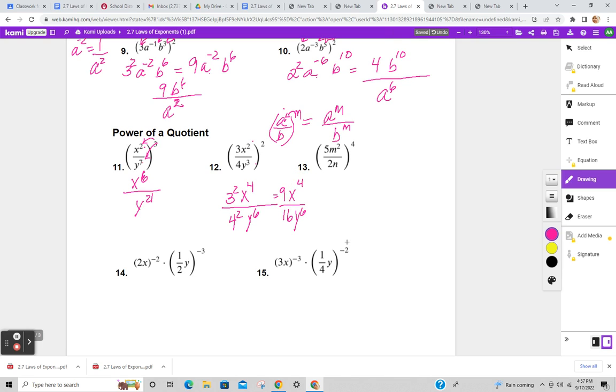All right, why don't you pause the video and try the next one, and then come back and check. So distribute the 4 to each factor. We'll have 5 to the 4th power, m to the 8th. Distribute the 4 to the factors in the denominator, 2 to the 4th, n to the 4th.